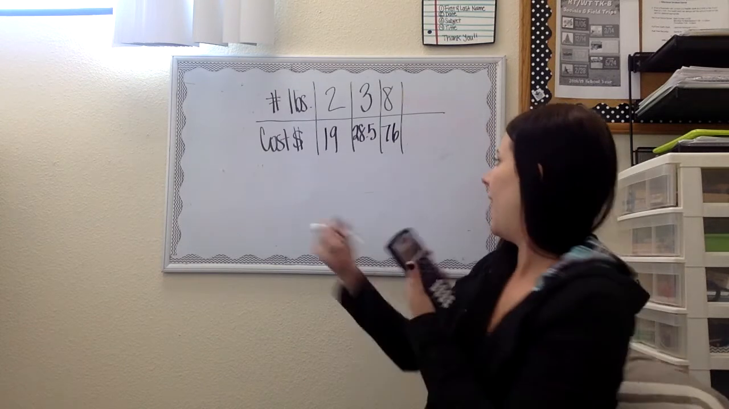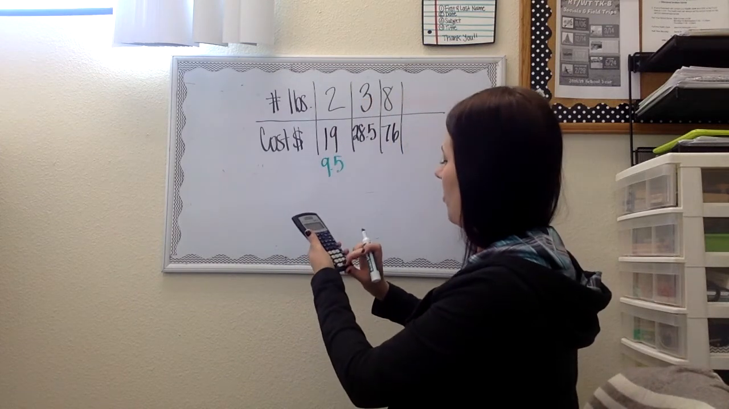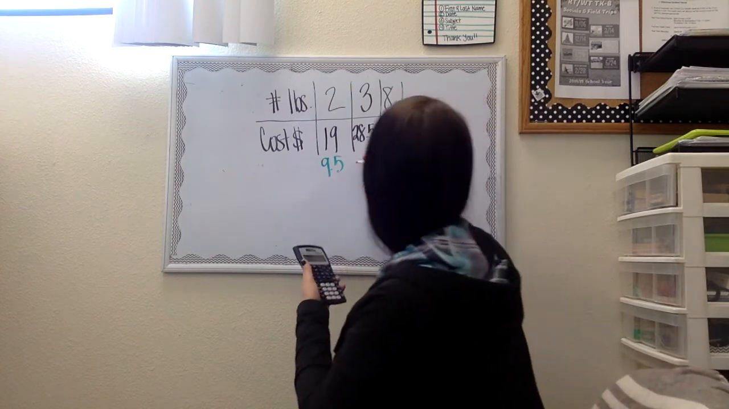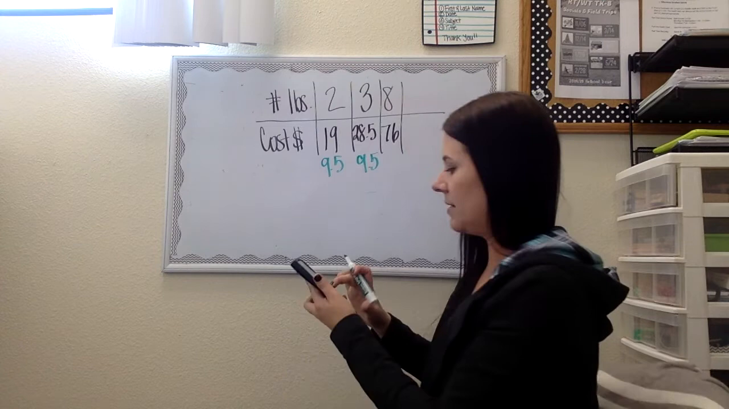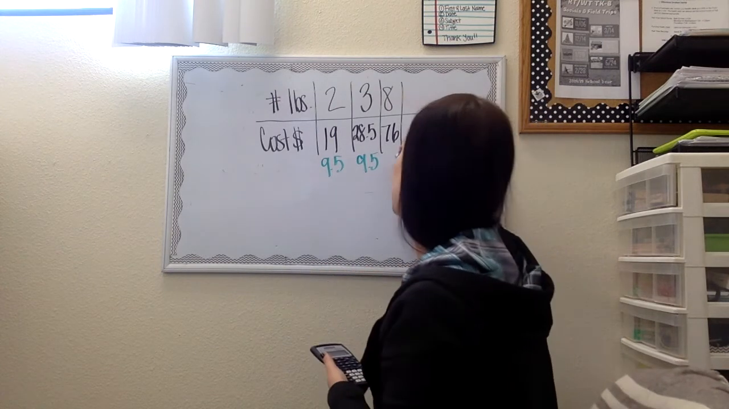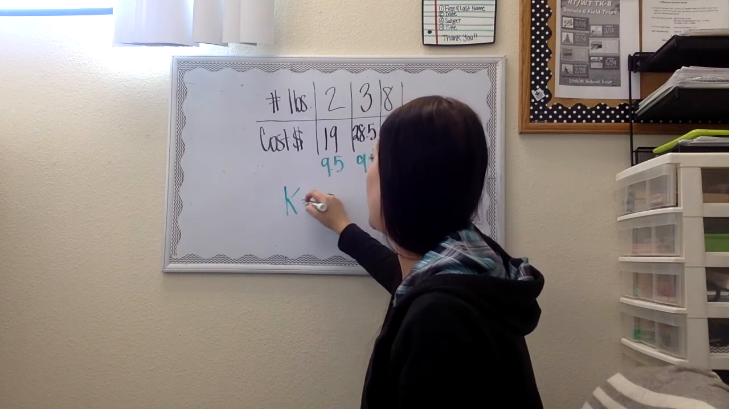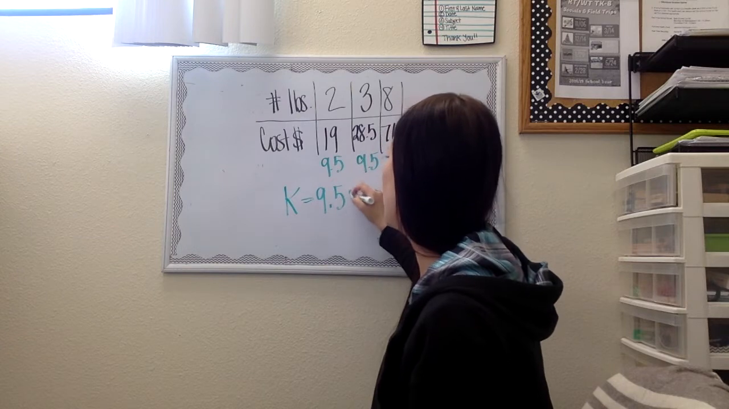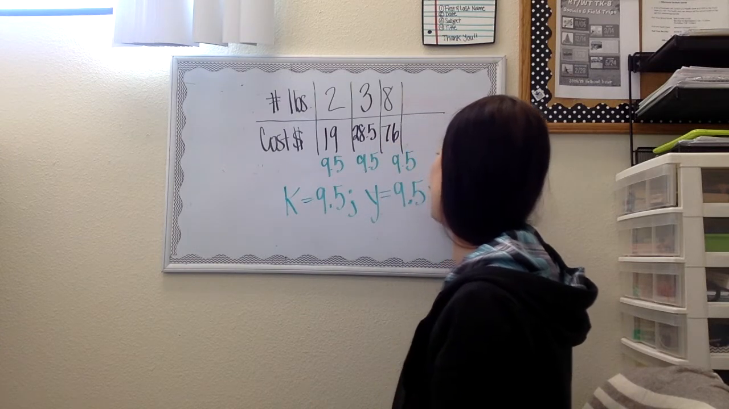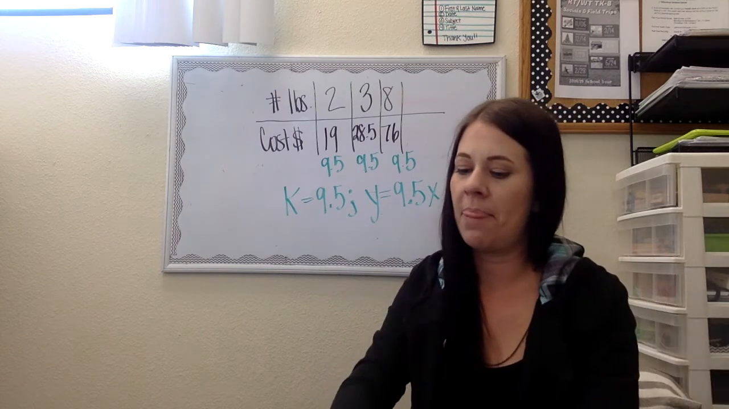So what we do is we divide 19 divided by 2, we get 9.5. We do 28.5 divided by 3, and I'm saying it in the order you put it in the calculator. We get 9.5, so let's check this last one and make sure they didn't change it on us. 76 divided by 8, we still get 9.5. So here we would say the K, or the constant rate of change, is 9.5, and our equation is y equals 9.5x.